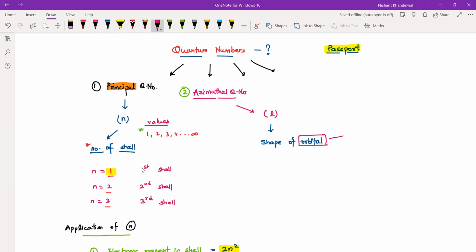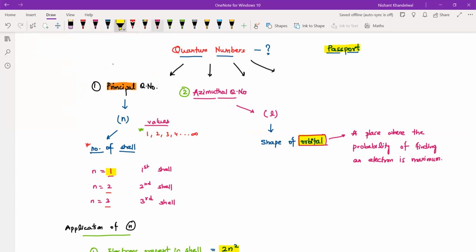An orbital is a place where the probability of finding an electron is maximum. So a place where the chance of finding an electron is maximum is called an orbital. Like in an orbit, the region where most of the electrons can be found is known as an orbital. So l values tell you the shape of the orbital.